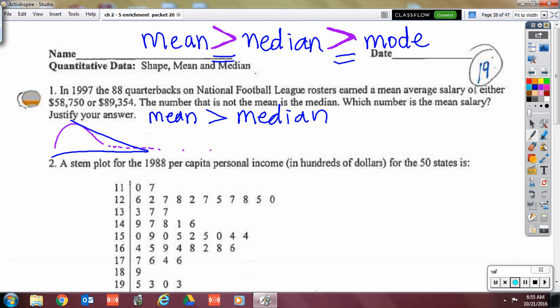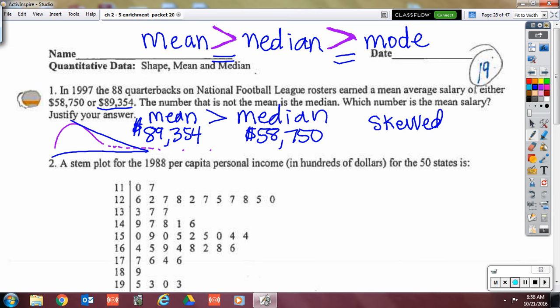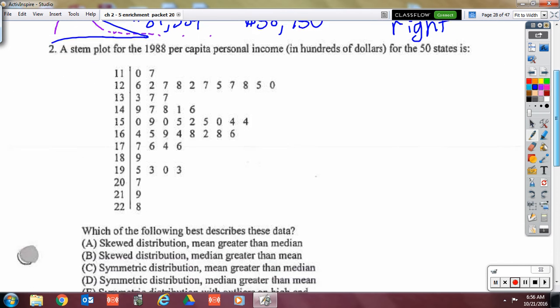And so based on the fact that the mean must be greater than the median, you can tell that the 89,354 must represent the mean, and therefore the 58,750 must represent the median. Okay, so that's the kind of thought process that you go through. And of course, again, the reason is that the salaries are skewed right. So you will follow that thought process on the rest of these.